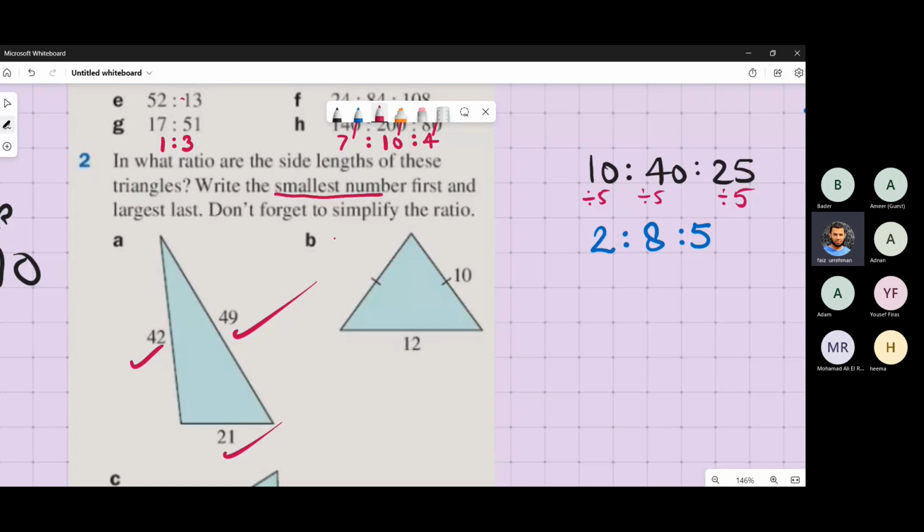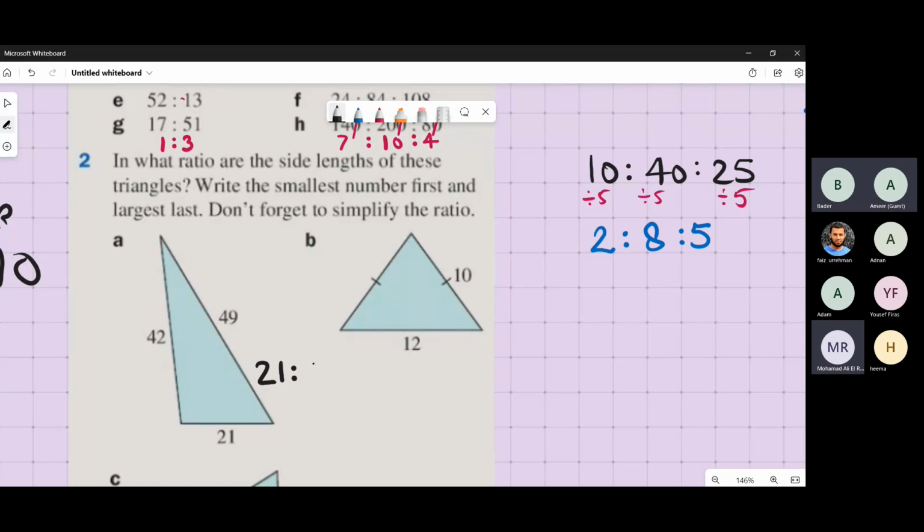Write the smallest number first and then the largest, and then simplify. Okay, so which is the smallest side in this triangle? 21. Then 42, then 49. Now can we simplify these? Yeah, by 7.